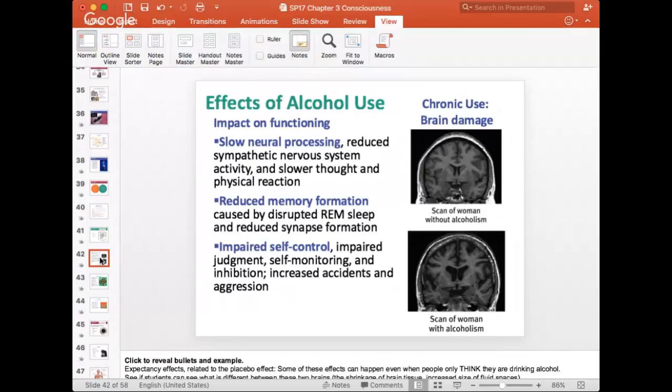You're killing your neural pathways. They die because alcohol slows the growth process of those neural pathways, and if they're not growing, then they die. So that's what happens.